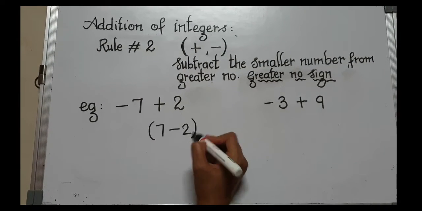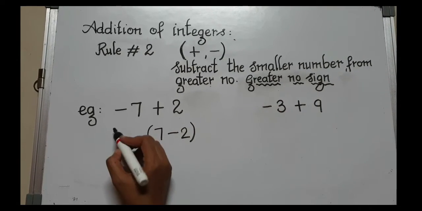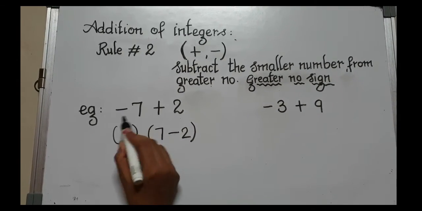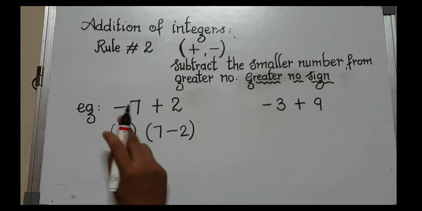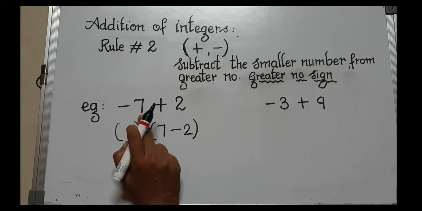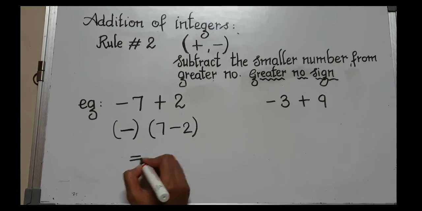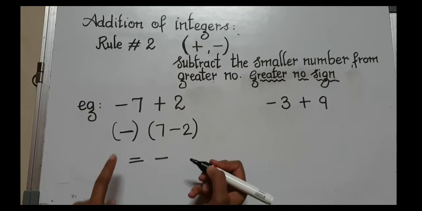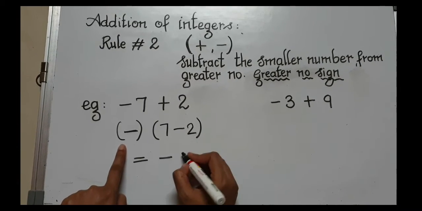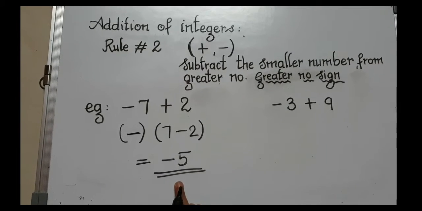7 is greater, 2 is smaller. So I'll be subtracting the smaller number from greater number, and which sign I'll put? Greater number. So greater number is 7. So I'll be putting which sign? 7 has minus sign, negative. So the answer will be minus, 7 minus 2, 5. So answer is minus 5. Isn't it simple?